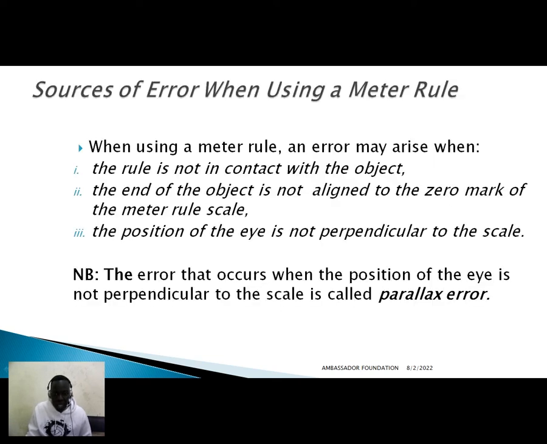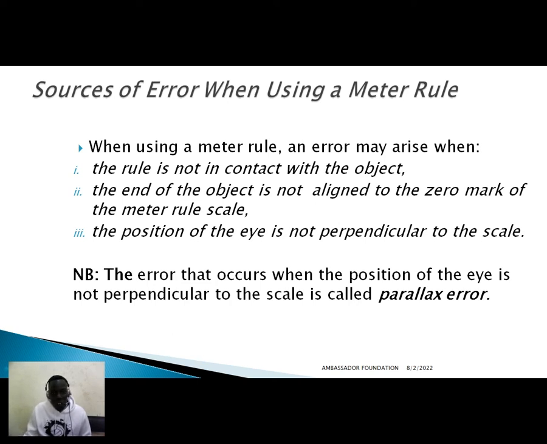because if you view from the sides, you will get some errors. Now, sources of errors when using a meter rule. These sources are actually the first ones that we have just seen. If you don't follow the 3 procedures, you will obtain errors. When using a meter rule, an error may arise when the rule is not in contact with the object. Remember earlier we said, the first procedure, ensure the rule is in contact with the object.